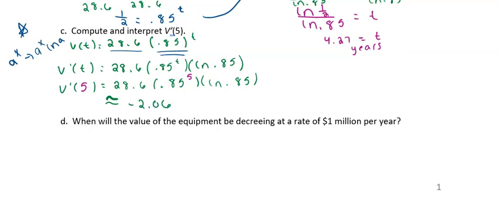Now it's negative because it's decreasing. So that means that it is going down. So that makes sense. The value should be going down if it's decreasing. So what does this mean? This means that the rate of decrease at a time of 5 years is about $2.06 million per year.